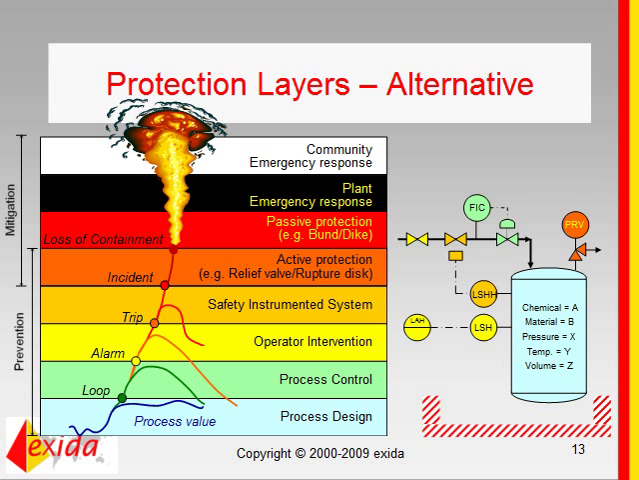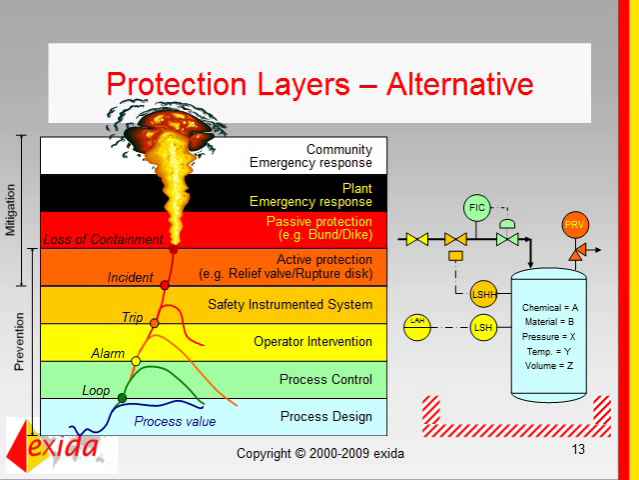We have a normal process and a process variable, let's say pressure, and that pressure is within a certain operating limit, and that is just part of our normal process design. If the pressure goes above a certain trip point, we'll have process control trying to keep that pressure within the original design limits. If that doesn't work, there may be an alarm, and the alarm initiates an operator intervention.